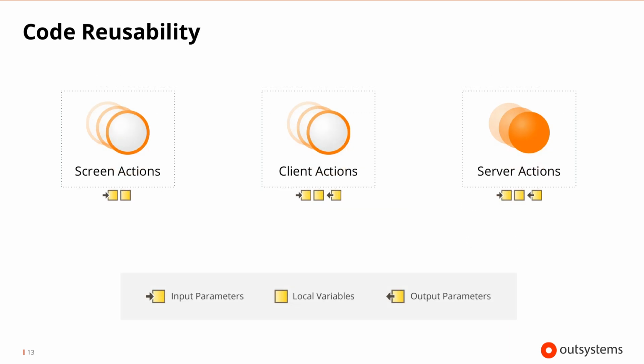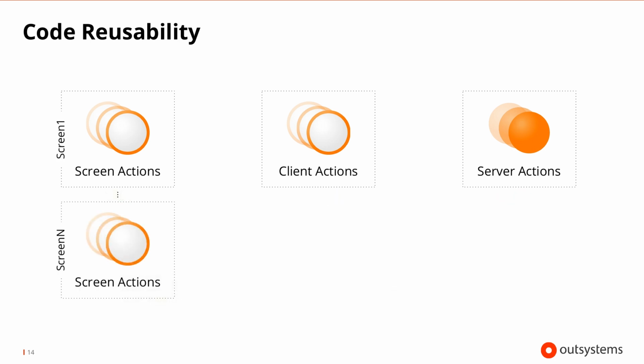It's also important to note that screen actions may have input parameters and local variables, whereas client actions and server actions may also have output parameters. Within an application module, several screens will exist, and inside each screen you can define multiple screen actions. Screen actions may reuse other screen actions from within the same screen, but not from other screens. Remember that the scope of screen actions is limited to the screen where you define them.